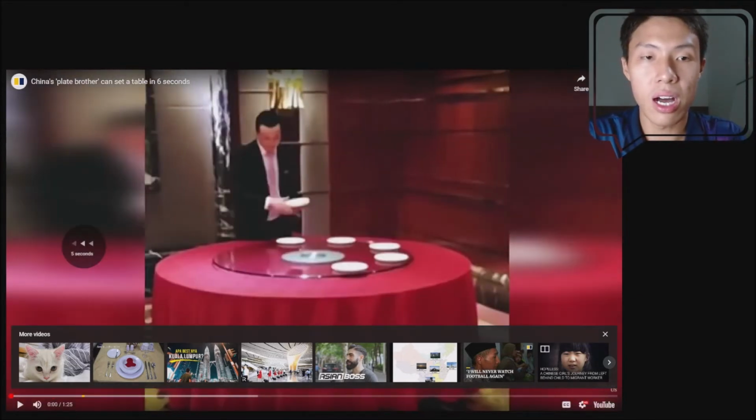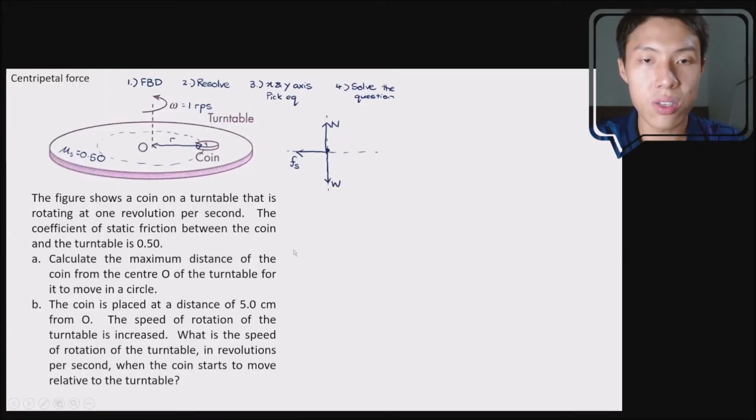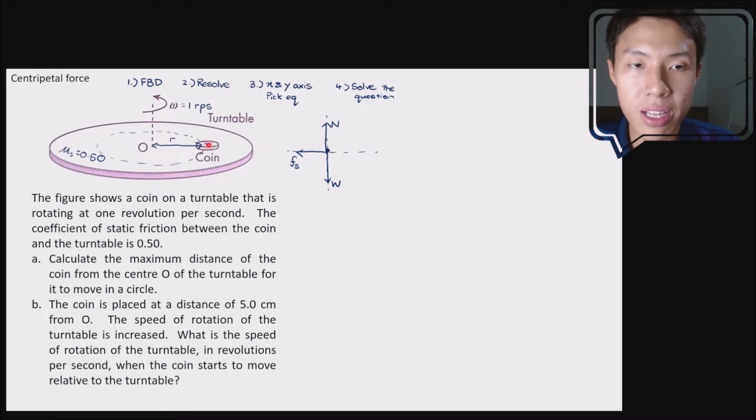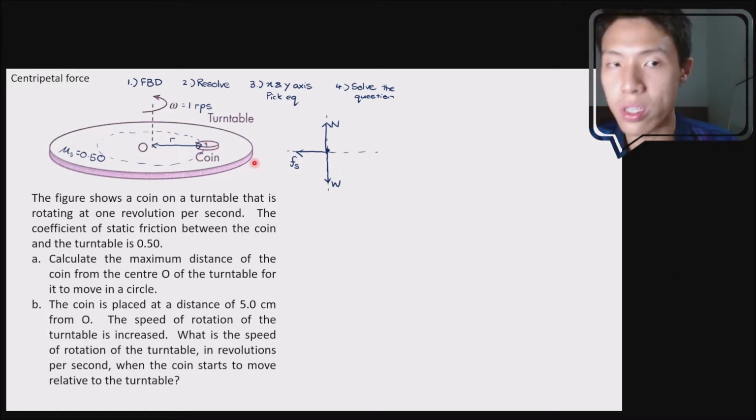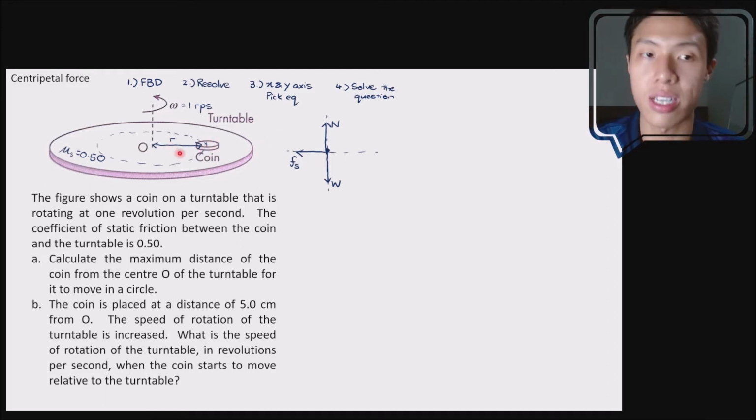That's why our static friction will be pointing inwards. The coin has a tendency to slide outwards, as we saw in the video just now. So to oppose that direction, your static friction will have to point towards the center of the circle.